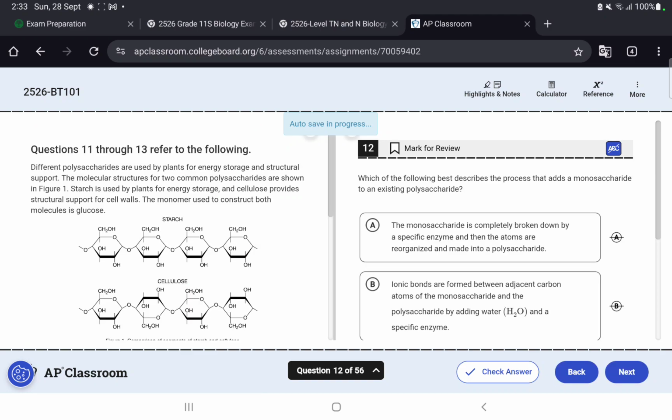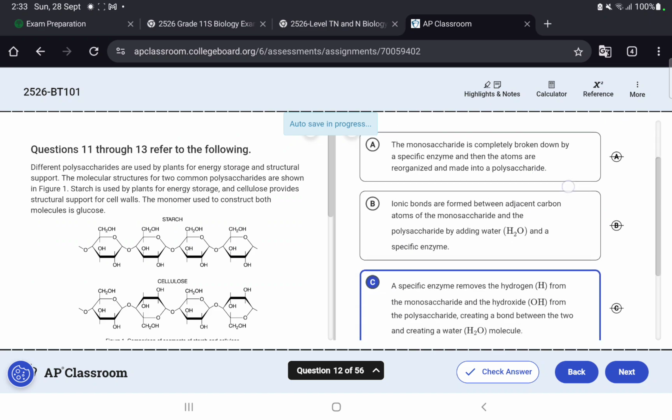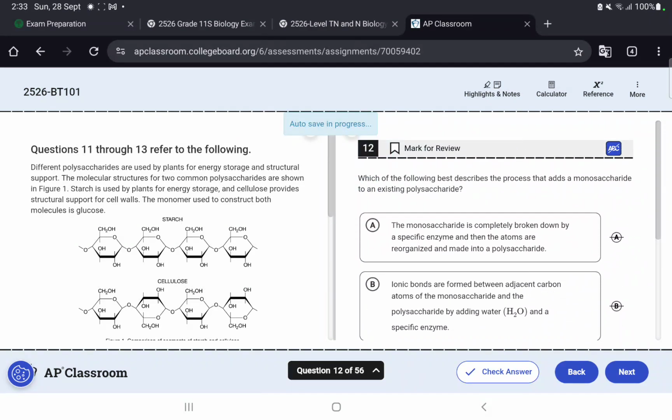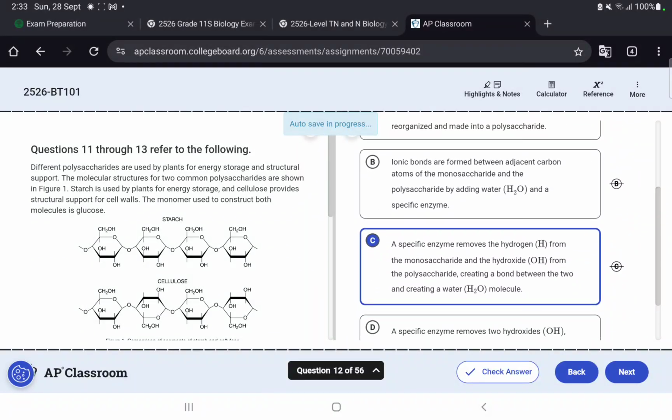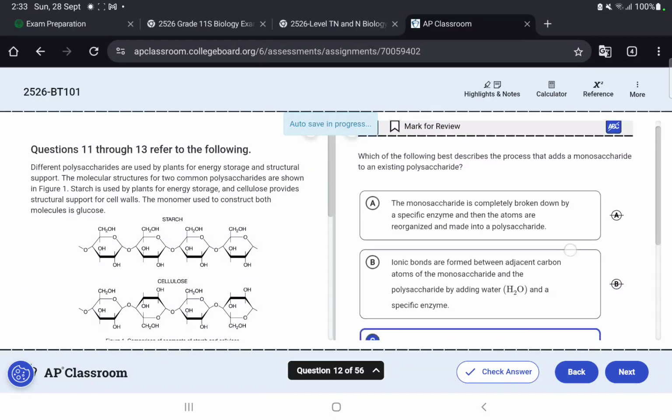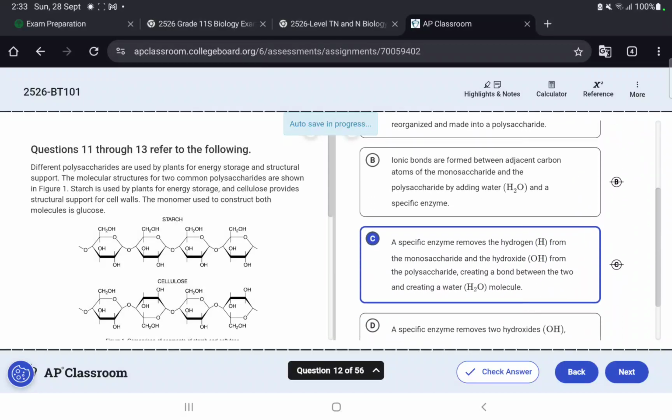Which of the following best describes the process that adds a monosaccharide to an existing polysaccharide? Obviously a specific enzyme. So this is basically just telling us to describe a dehydration reaction. A specific enzyme removes the H, then the other enzyme removes OH, then they create a bond, and you get water as a byproduct.